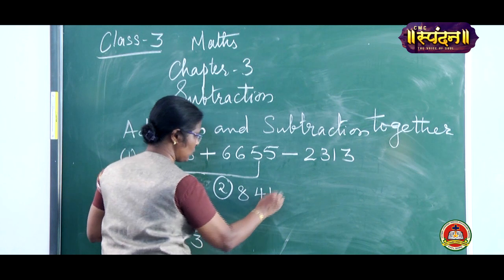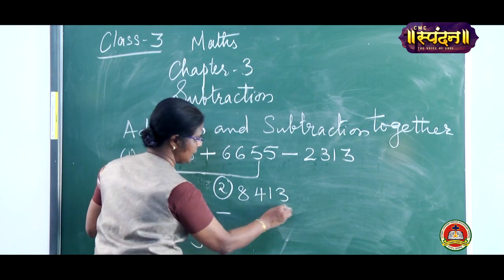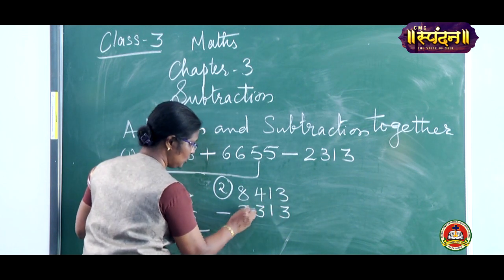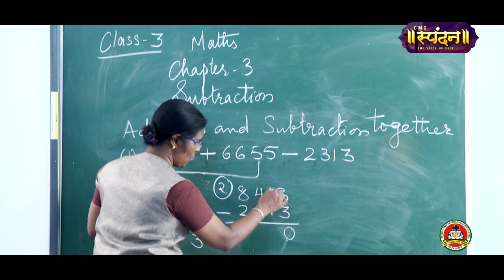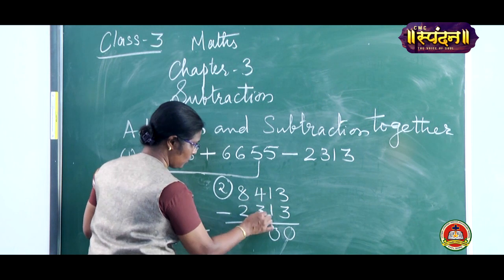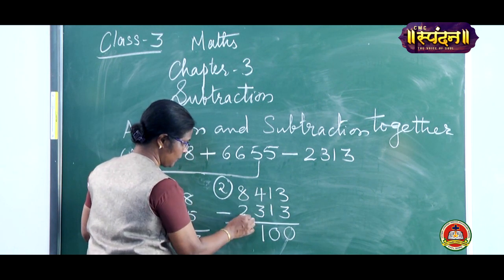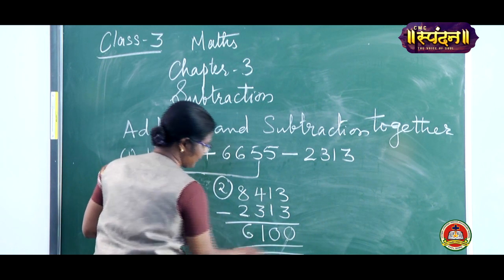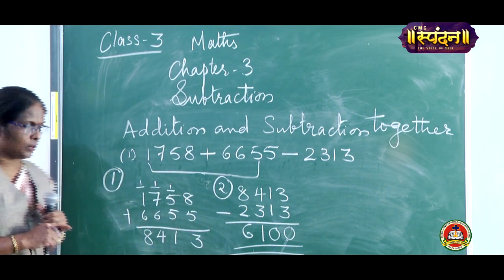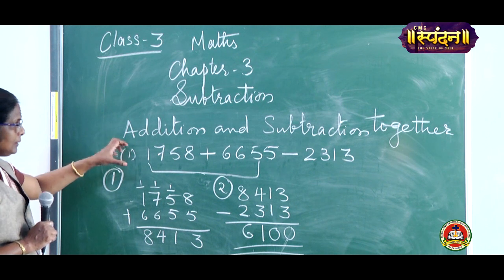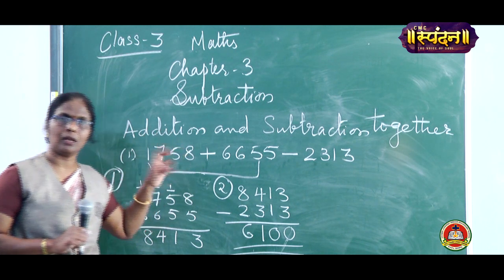So 8413 minus 3132. Subtract it. 3 minus 3, 0. 1 minus 1, 0. 4 minus 3, 1. 8 minus 2, 6. You get the answer 6100. This way, okay.